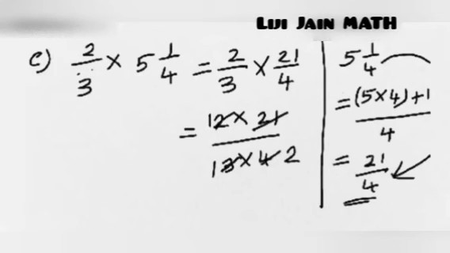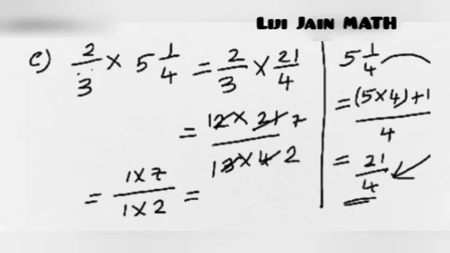3 5s are 15, 3 6s are 18, 3 7s are 21. This is not 217, this is 21 cancelled and 7, isn't it? So what is the final answer? In the numerator, 1 into 7 remains. And in the denominator, is it 13? No, 1 into 2, isn't it? So the final answer is 7 by 2. Got it? 7 by 2 is our final answer.